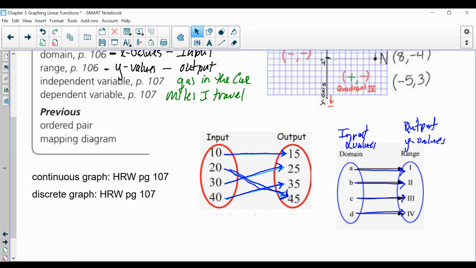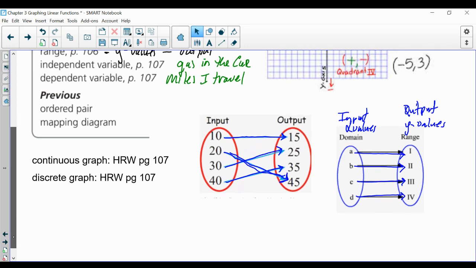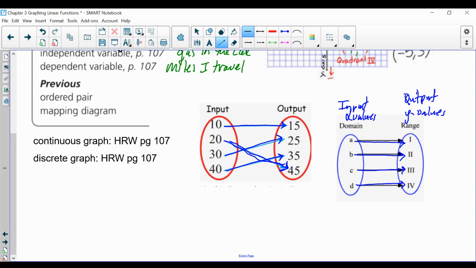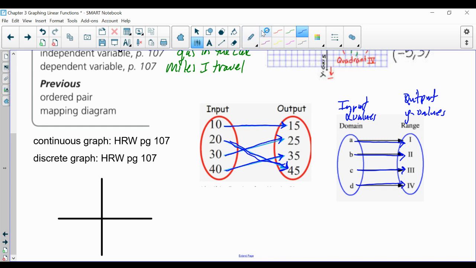All right, 2 more vocabularies, and then we're just going to go into the lesson. These 2 vocabulary words, I'm going to be using them in the lesson, so I want to just make sure that you understand what they mean. The first one is a continuous graph. So I'm going to go ahead and draw a coordinate grid. And I'm going to put my arrowheads. I'm going to say this is X axis. This is my Y axis.